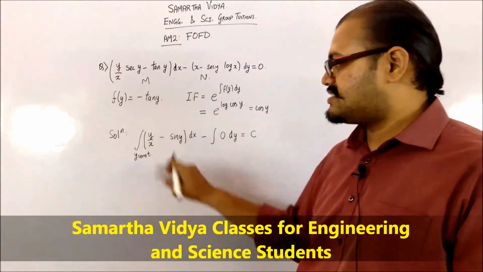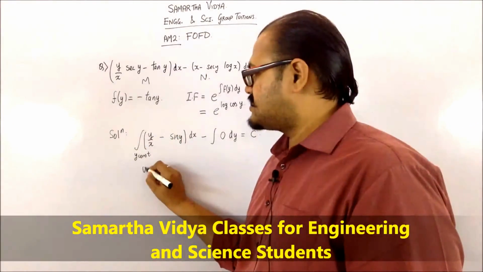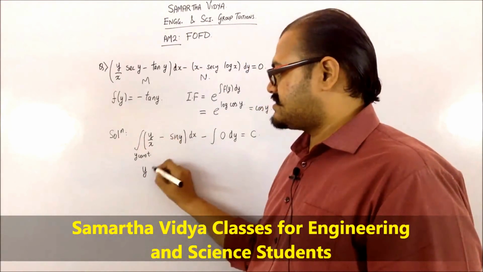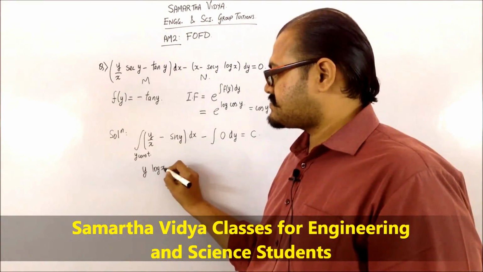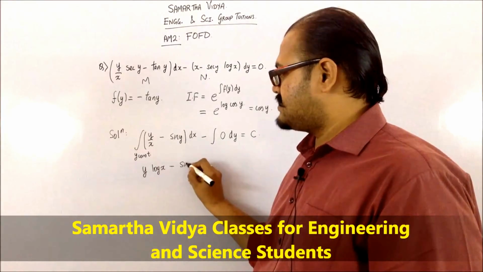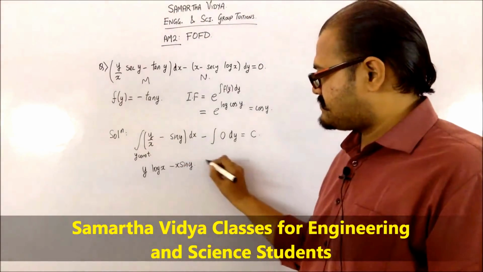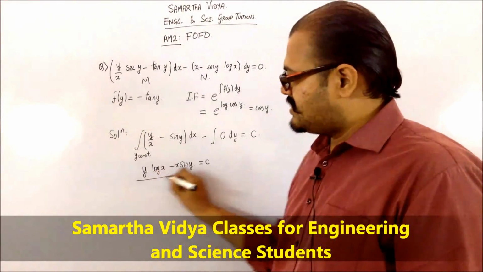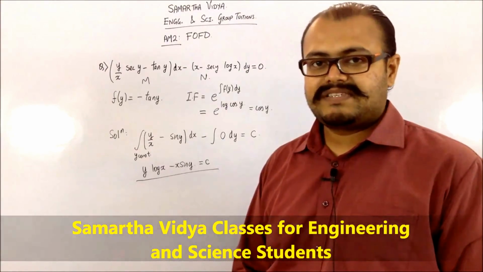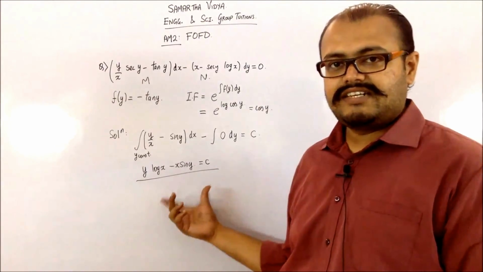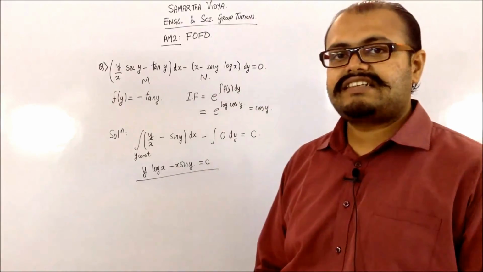From this, y is constant, so y will come outside. Its integration is 1 upon x, which is going to be log x, minus sin y is also constant, and the integration of dx, which is x, is equal to c. So we are landing up with this particular equation, which is your solution for this differential equation.